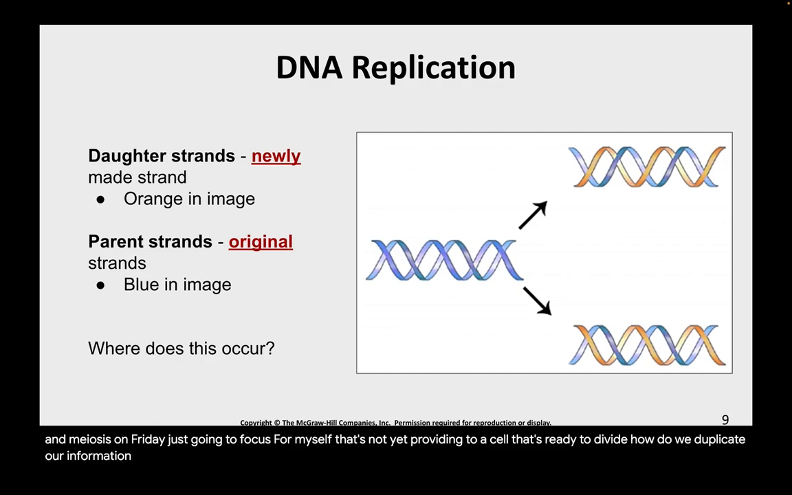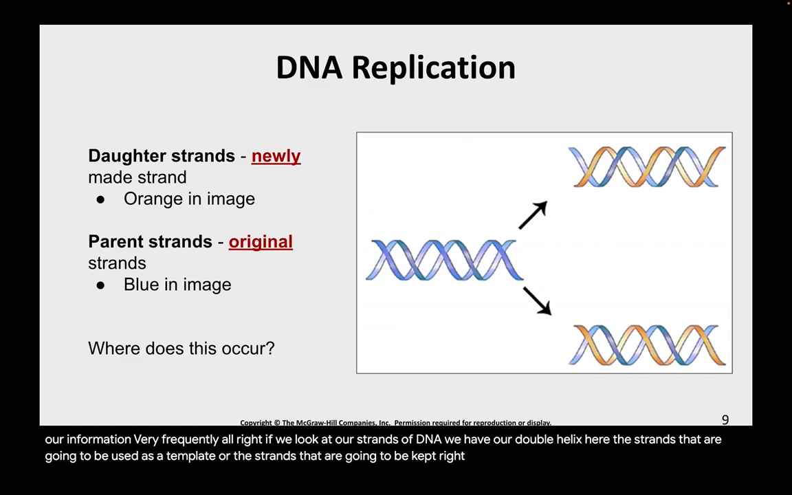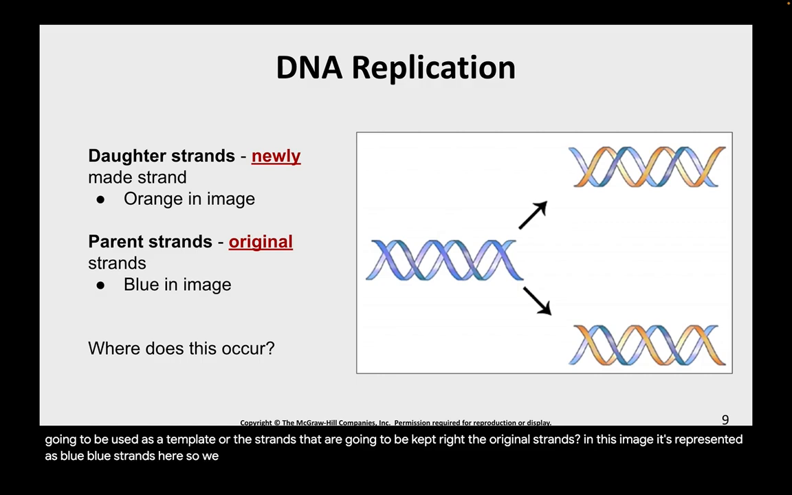All right, there's some terminology that we have to get out of the way because I am going to use this terminology very frequently. If we look at our strands of DNA, we have our double helix here. The strands that are going to be used as a template, or the strands that are going to be kept, the original strands, we would call the parent strand. In this image, it's represented as blue strands here. So we have our original DNA.